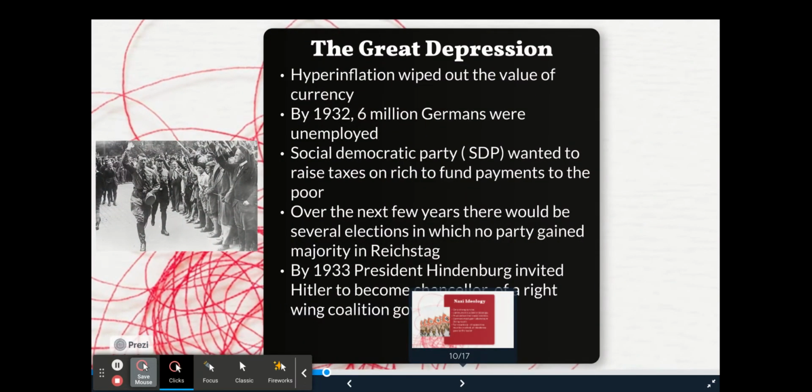All right, the Great Depression. Again, we learned about this last week, so this shouldn't be brand new information. It's just how you're going to apply it to the rise of Nazism. The Great Depression was the hyperinflation which wiped out the value of currency. By 1932, 6 million Germans were unemployed. The Social Democratic Party wanted to raise taxes on the rich to fund payments to the poor, which interestingly is sort of what we do in Australia now. Over the next few years, there would be several elections in which no party gained majority in the Reichstag. By 1933, President Hindenburg invited Hitler to become chancellor of a right-wing coalition government. That's where you look back at your communism and your fascism, and we know that Hitler had that fascism mindset.